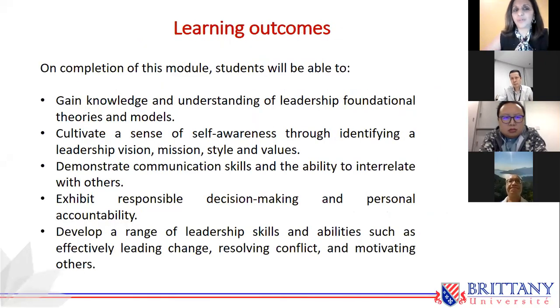What are the learning outcomes? What will the module hope to achieve from you? First, you will gain knowledge and understanding of leadership foundational theories and models. So theories and models are something that you must use in your assignment. You cannot write an essay. You need to write a research topic, but using the case study of your school or institution.